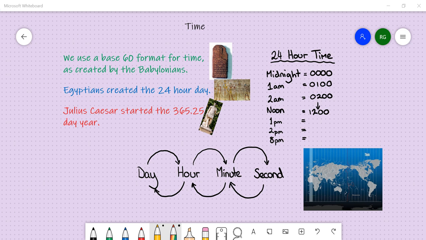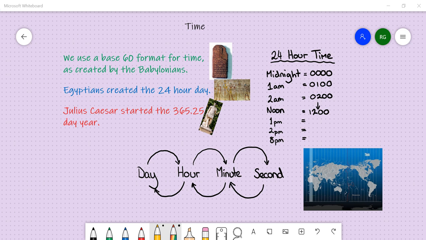It was the Egyptians that created the 24-hour day. So they decided that they would divide the length of one day, so I guess from midday to midday or midnight to midnight, would be divided into 24 hours, which we know is 60 minutes. And then it wasn't until Julius Caesar that he created a year being 365 and a quarter days.